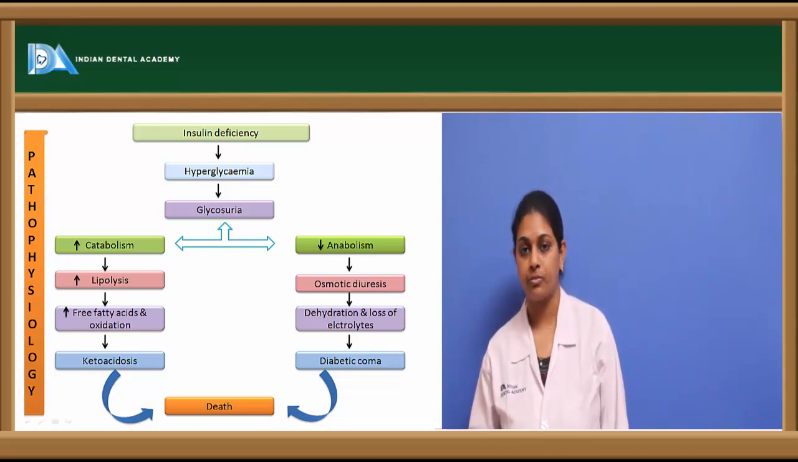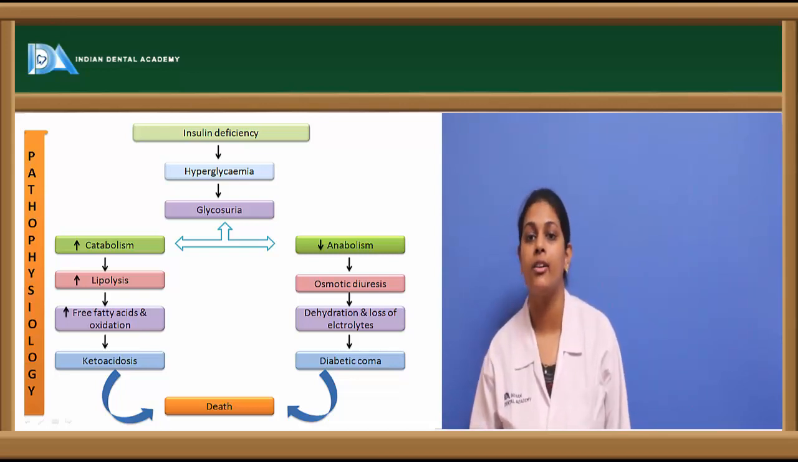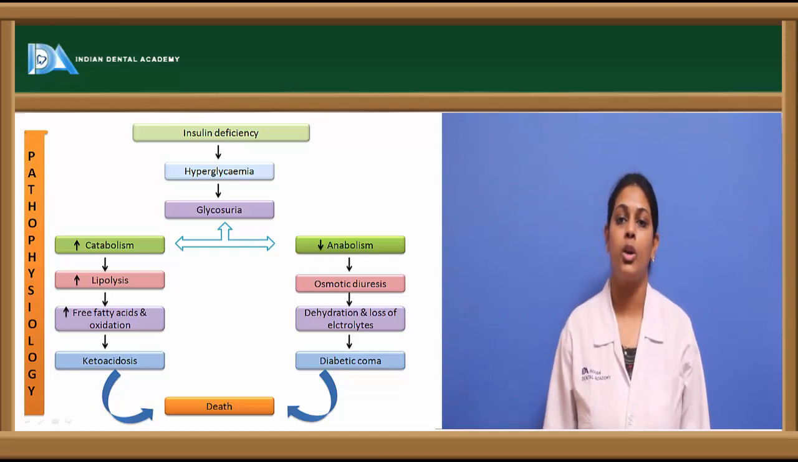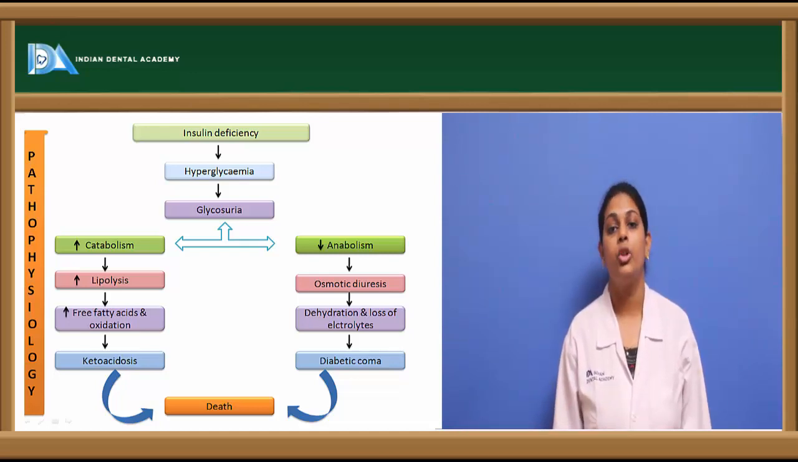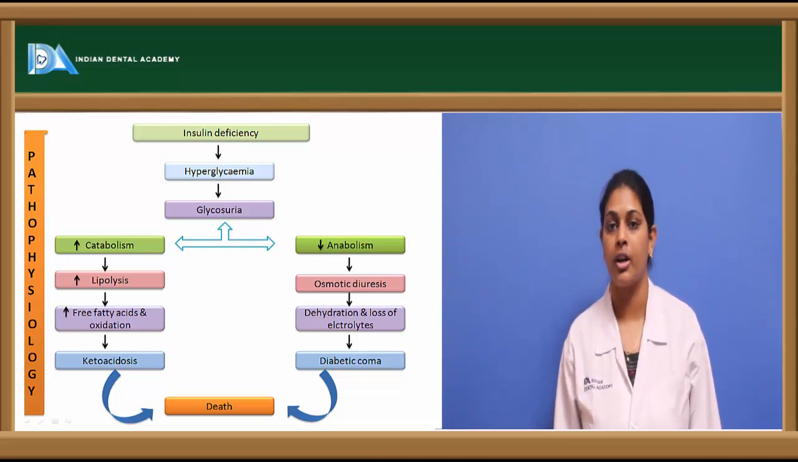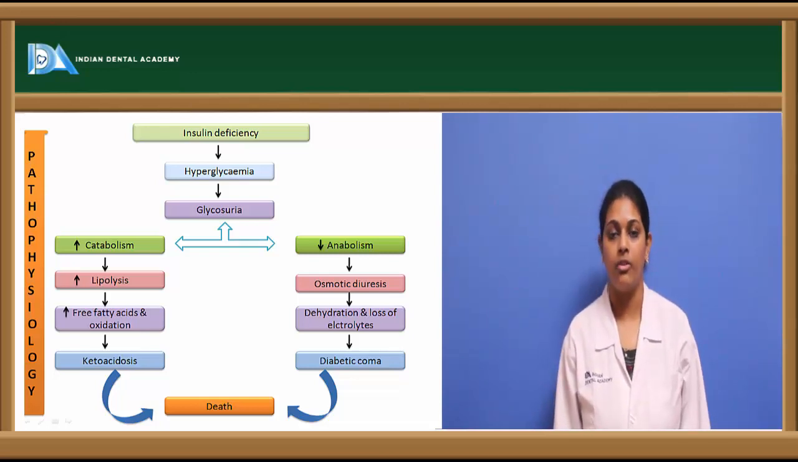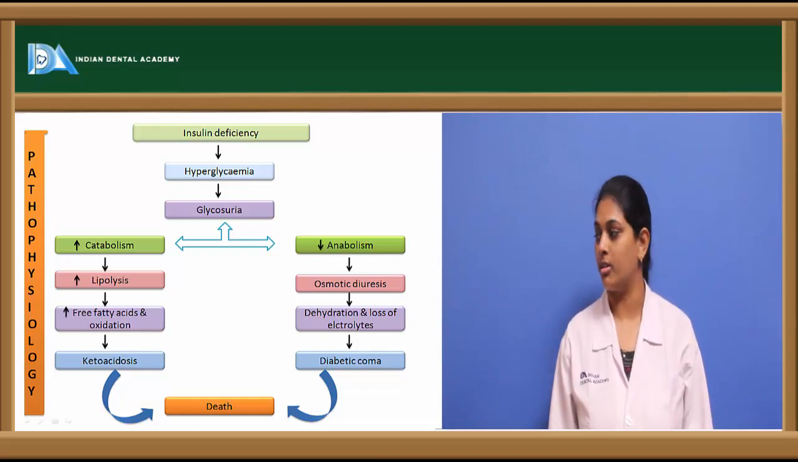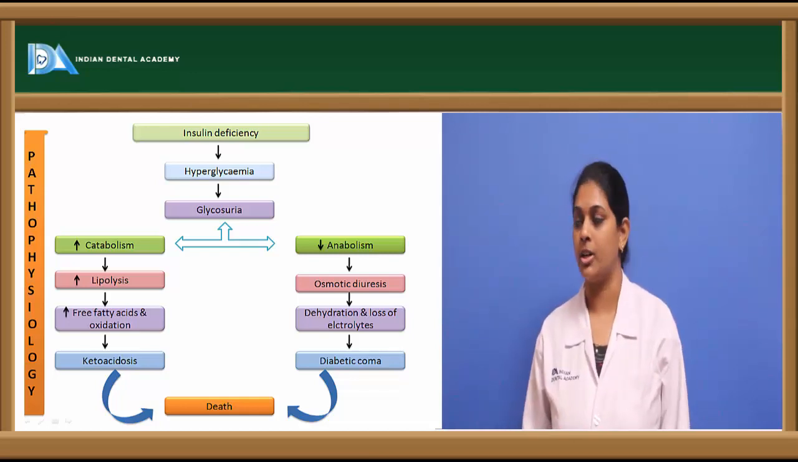This loss or imbalance in the body fluids results in shock and finally results in coma of the patients, which is known as diabetic coma. Both of these, ketoacidosis and diabetic coma, if not treated properly in an earlier phase, result in death of the patient. This is the pathophysiology of diabetes mellitus.